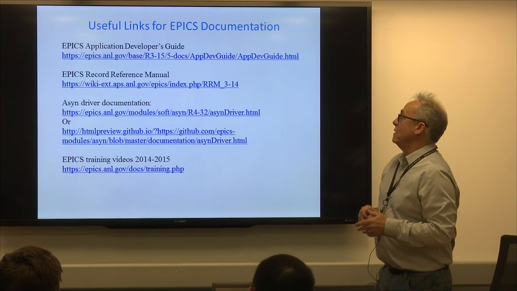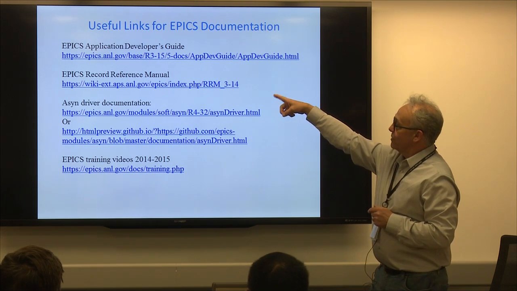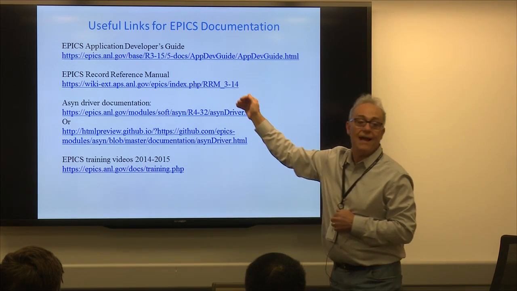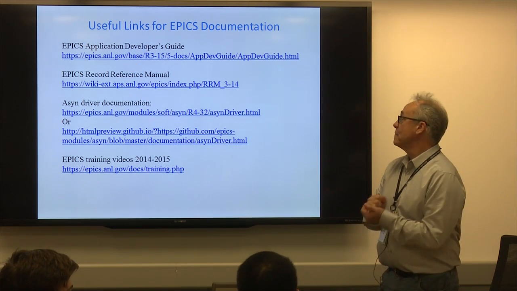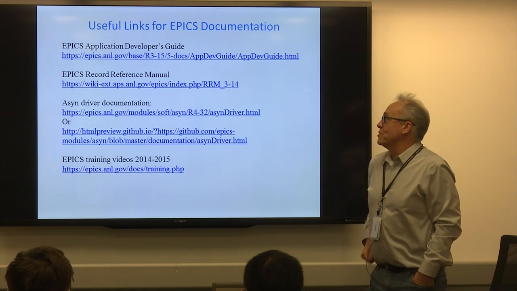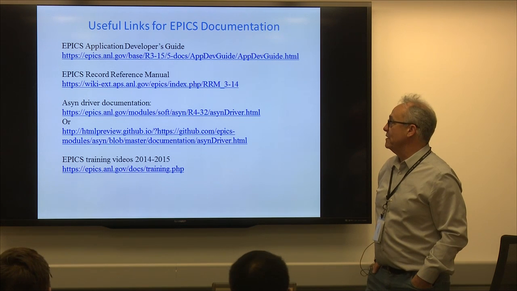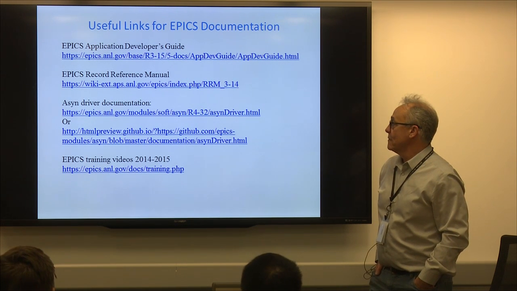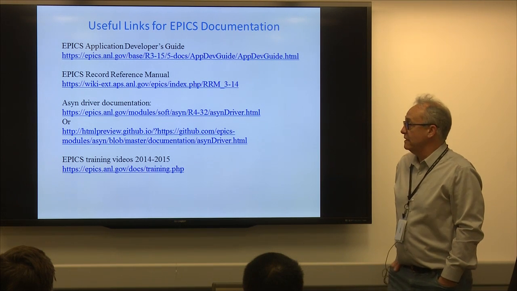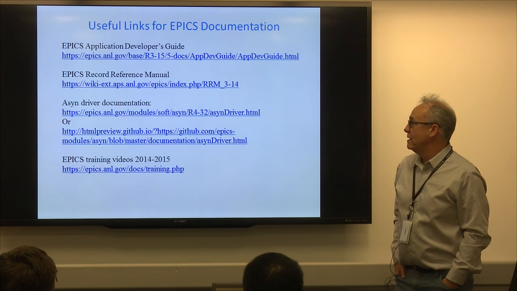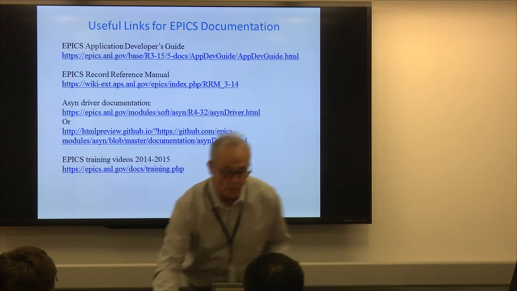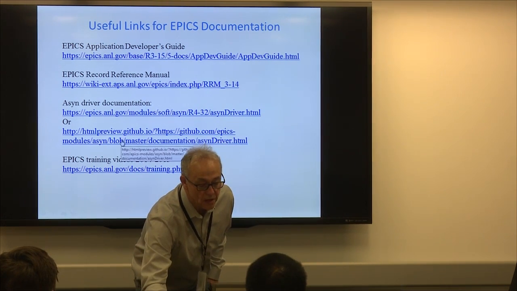There's a link I forgot to put in here, which you can get from this page, which is also the Channel Access reference manual. This is the record reference manual that describes all of the different fields in the EPICS records. This link is the documentation for ASIN, the stuff I'm going to be talking about today, and most of these you can get to from their source code.